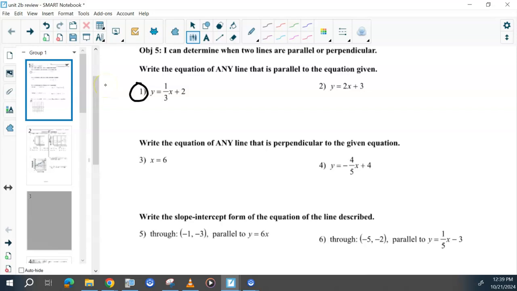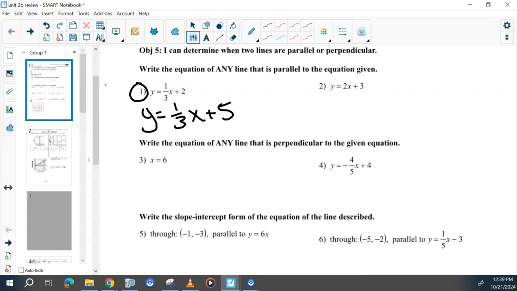In numbers 1 through 4, you're going to write an equation that is either parallel or perpendicular to whatever's given. So in number 1, parallel, the slope has to be the same, and then the y-intercept has to be different. So you can choose any other number that's not 2. Give me some number. 5, sure. Plus 5, that would work.